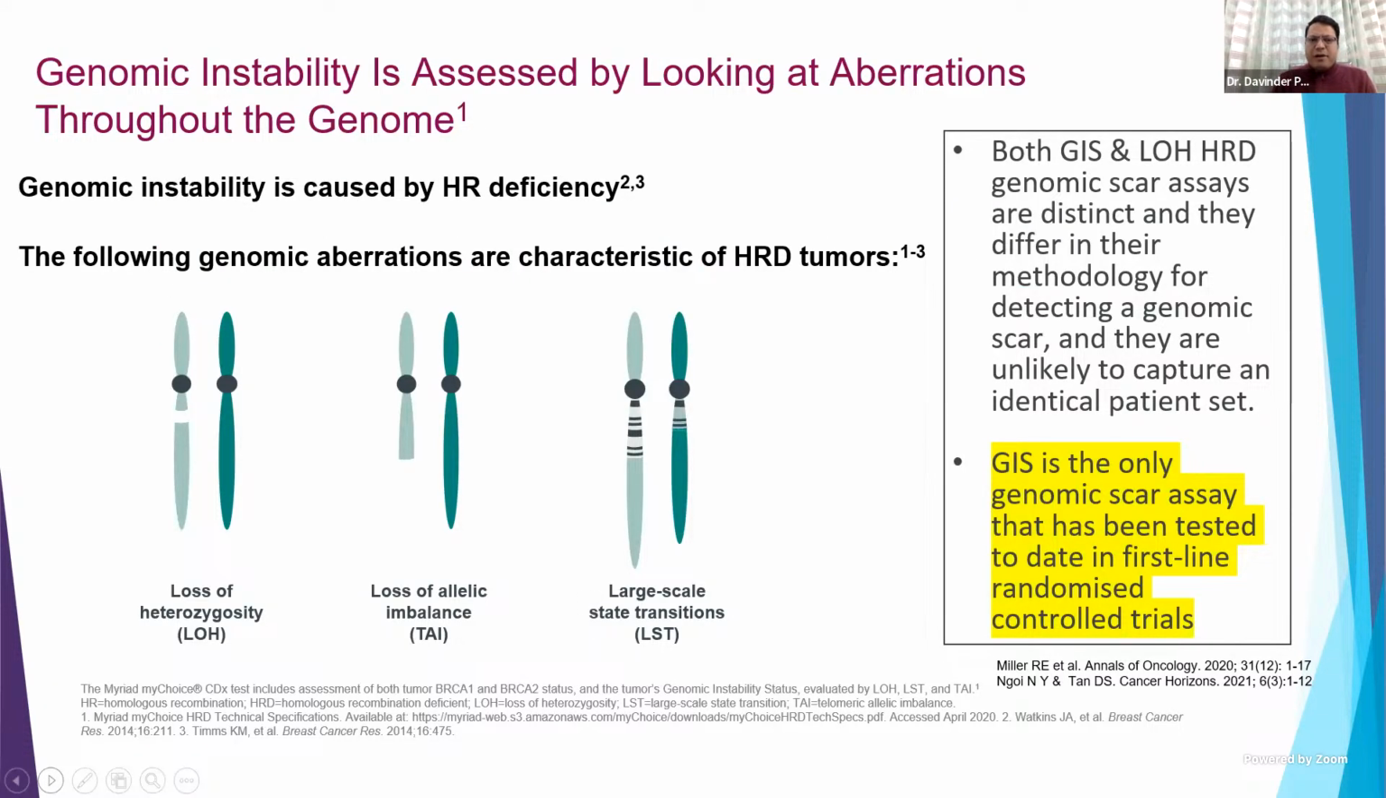So genomic instability is assessed by looking at various aberrations. There are multiple things to be seen in this, like the loss of heterozygosity, telomeric allelic imbalance, and large-scale state transition. Only the genomic instability score is the only genomic scar assay that has been tested to date in a randomized trial. Other modalities of tests have not yet been tested in randomized trials. Only the GIS score has been tested in the phase 3 randomized trials. Next slide.